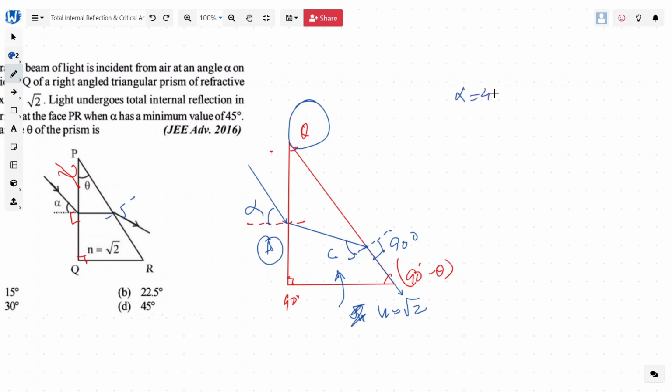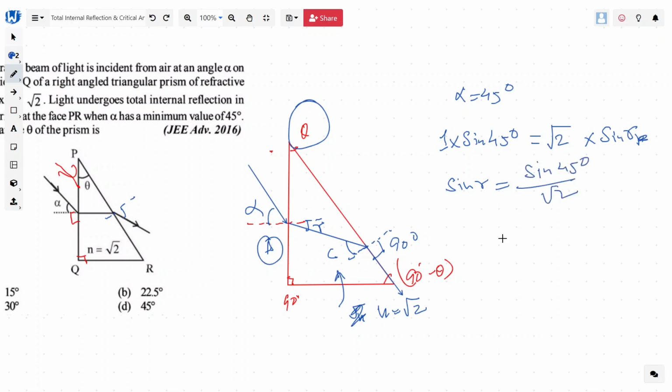Alpha is given as 45. So in the air, 1 into sine of alpha, which is 45, and this angle is unknown, which is the angle of refraction R. So we can write for the prism root 2 into sine R. Sine of R is going to be sine 45 by root 2, and R will come out to be 30 degrees. Okay, so you can do this simple calculation.